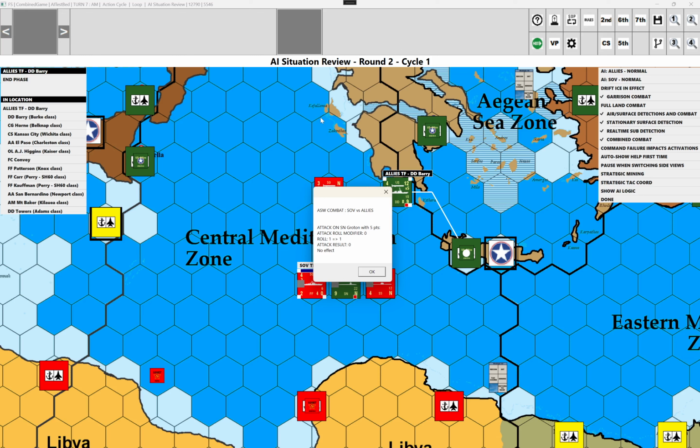All right, ASW combat. Soviet versus Allies. Someone attacked the Groton with 5 points. That surely must be the Soviet task force, but we'll see. Uh-oh. More attacks. Somebody also attacked the Triton with 6 points. That's probably one of the subs. Soviet versus. Good lord. 3 different ships attacked the American subs, or the Allied subs. No effect.